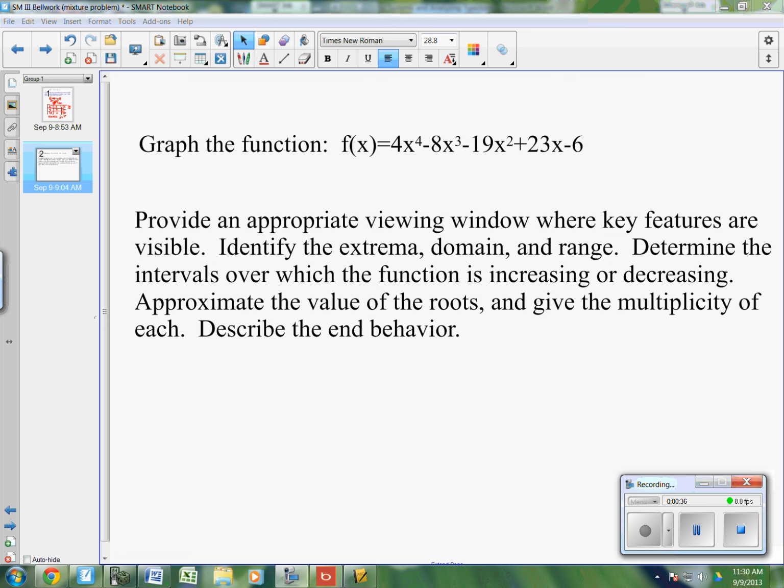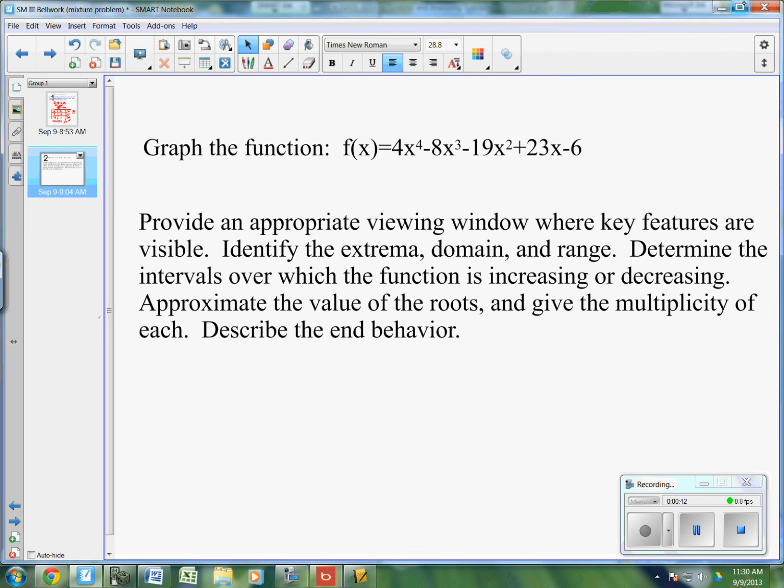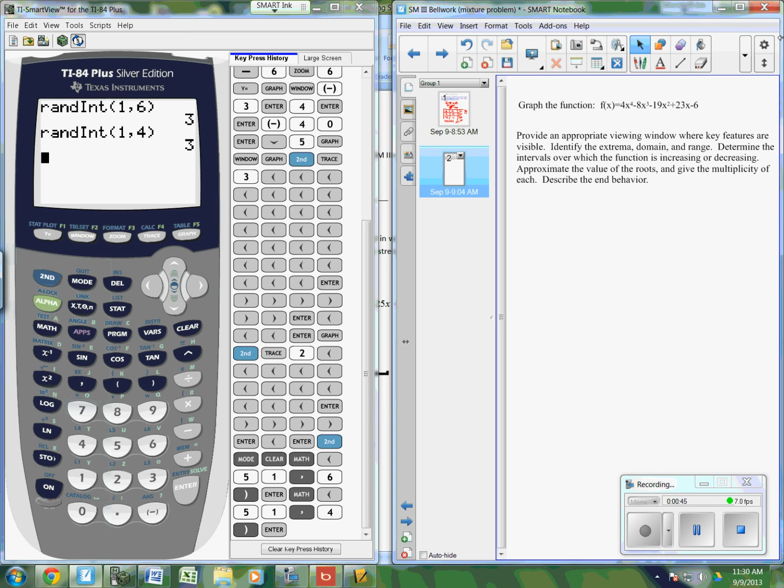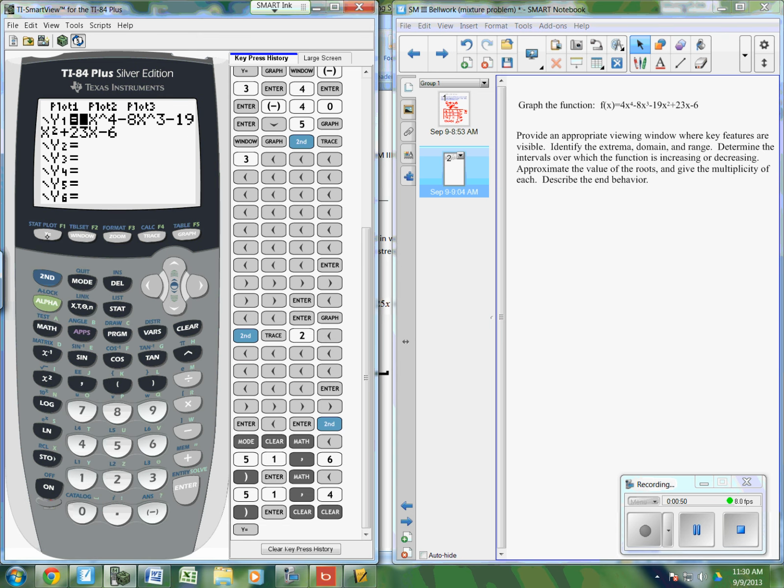Okay, what we're going to do right now, everybody take this function and put it under y1 in your calculator. By the way, if any of your stat plots are on, turn them off. Do you remember how to do that? Go up there and highlight it. Get your cursor up there and hit enter, and it will turn it off. Go back down. So you should put in this function: 4x to the 4th minus 8x cubed minus 19x squared plus 23x minus 6.